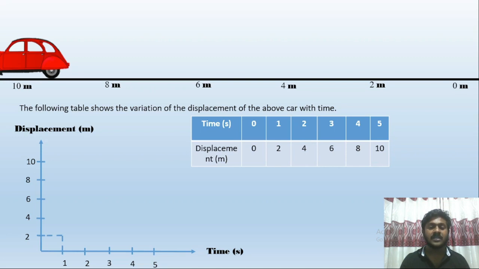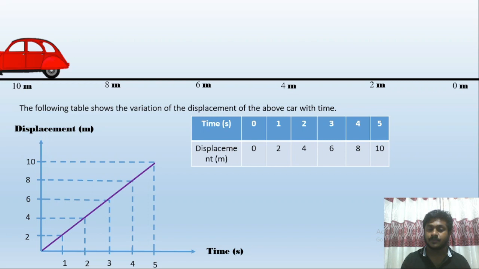The object moves 2 meters in the first second, another 2 meters in the second, another 2 meters in the third, another 2 meters in the fourth, and another 2 meters in the fifth second. So totally the object moves 10 meters of displacement. Then we should draw a straight line by joining each coordinate. So this is the displacement time graph of the above motion.